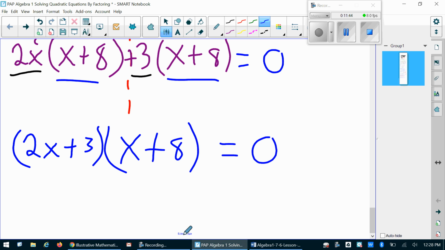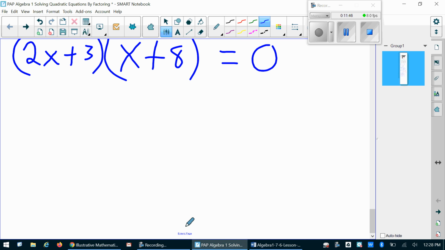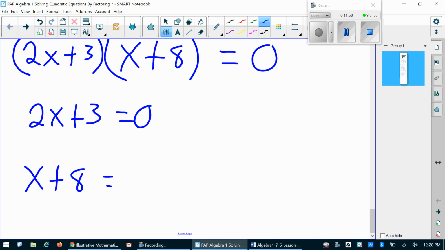All right, once I have it factored, I do the same thing as before. And again, this is one where I would go ahead and set both pieces equal to 0. Especially that 2x plus 3, because that's not a super simple one to find in your head. This one is obviously x equals negative 8. This one I might have to do a little bit more work on, the 2x plus 3.